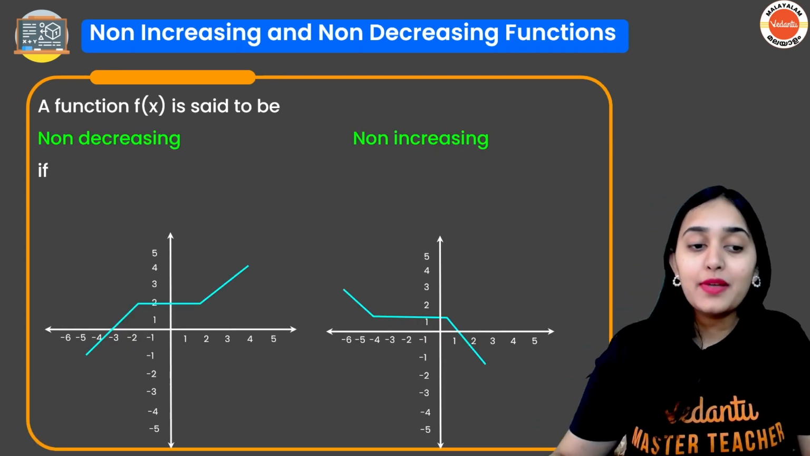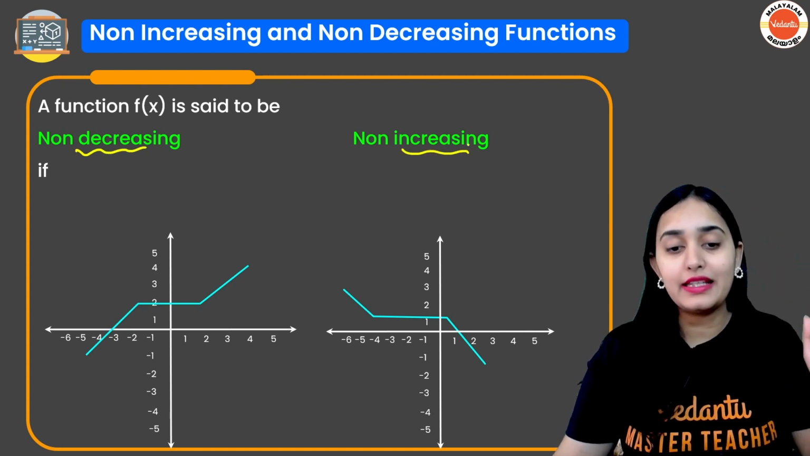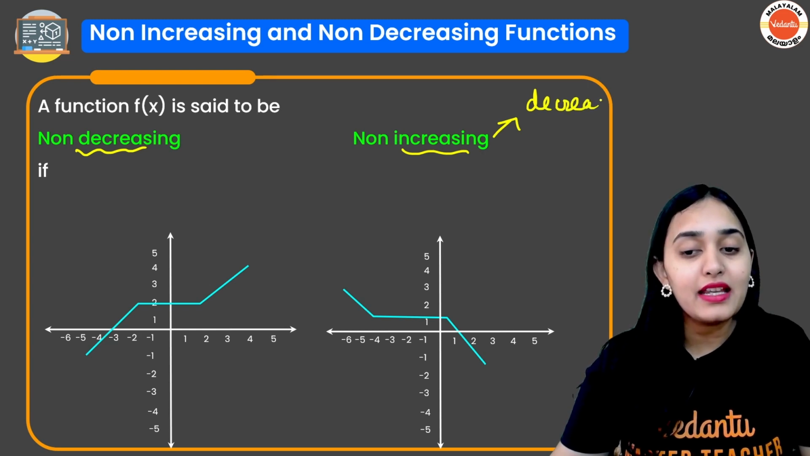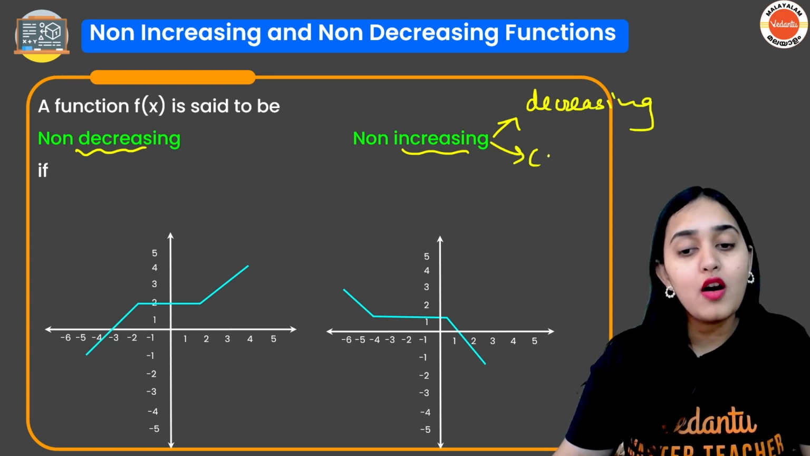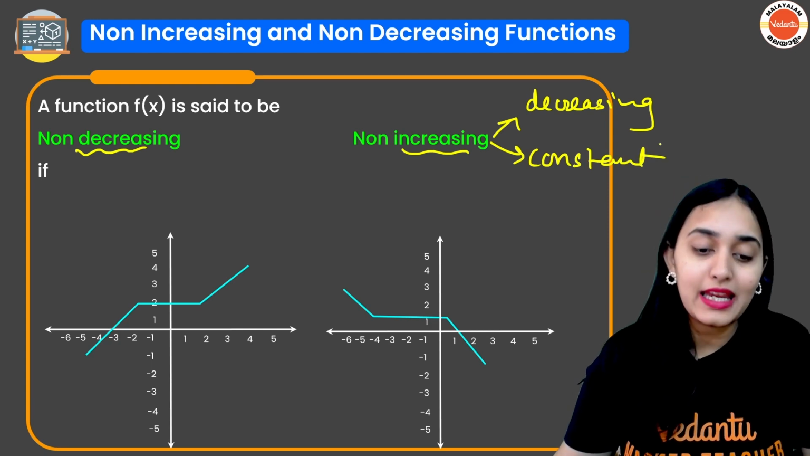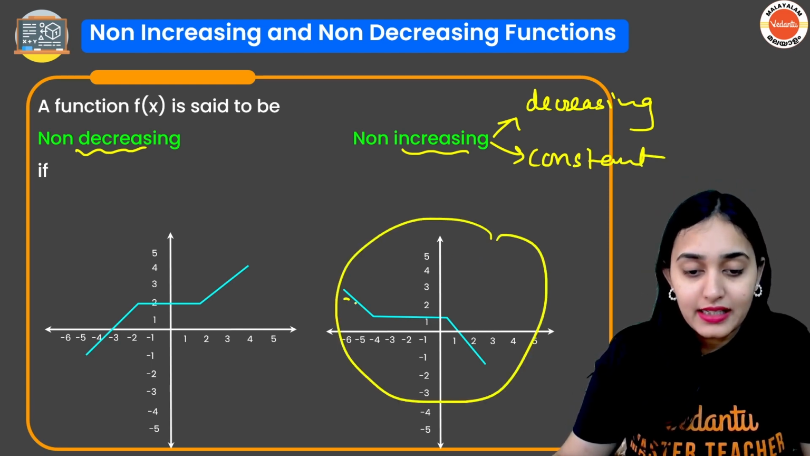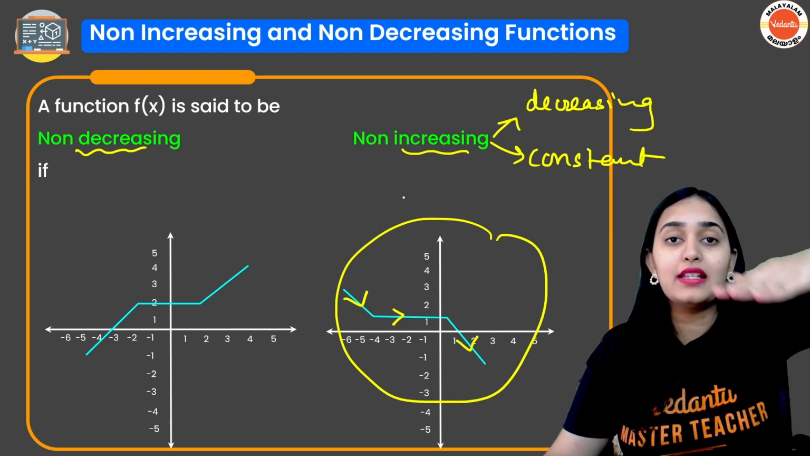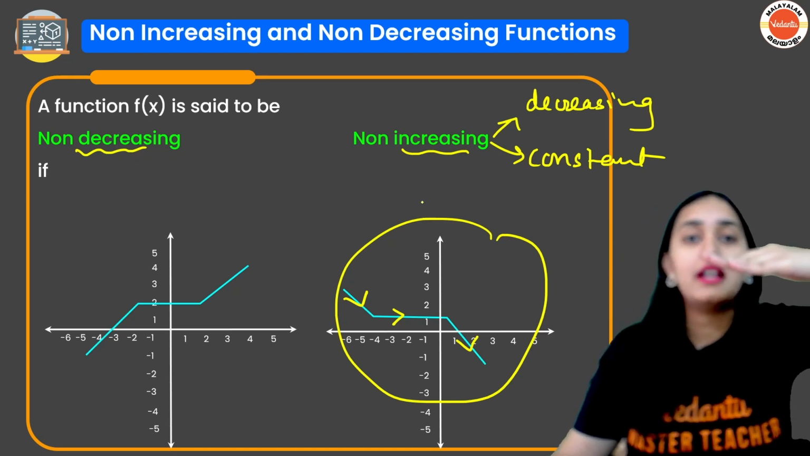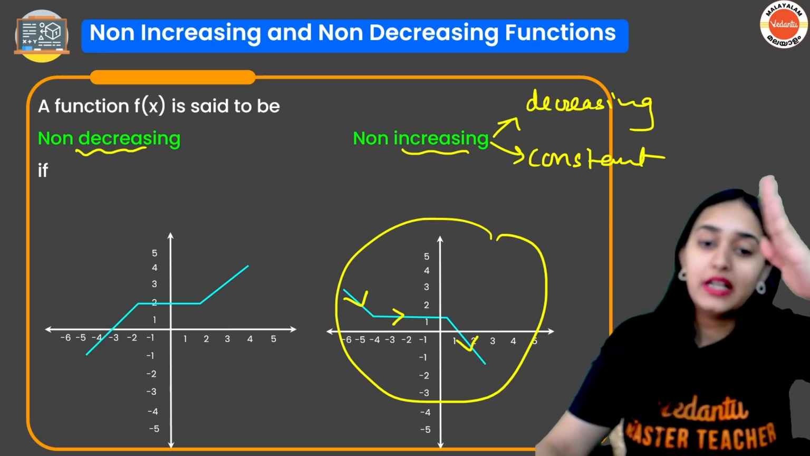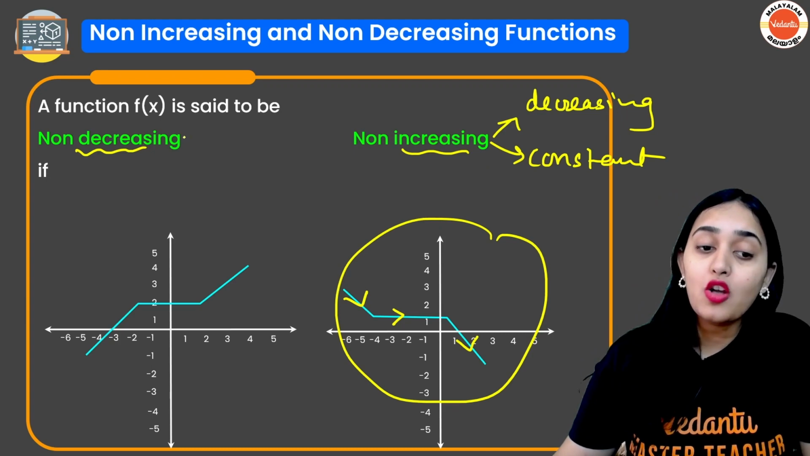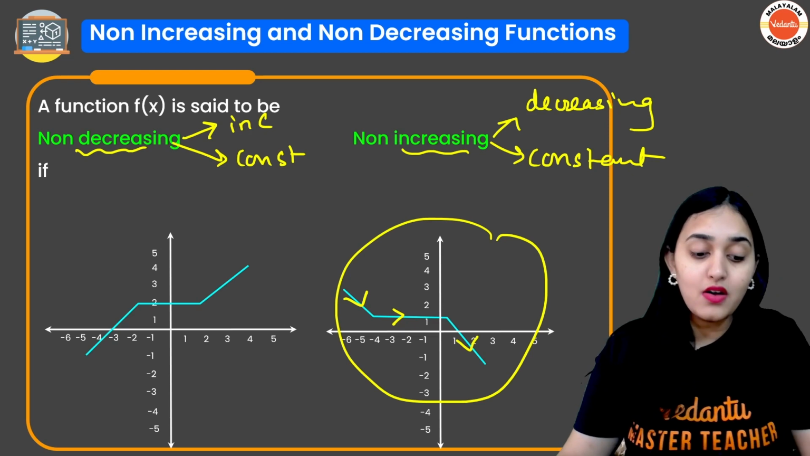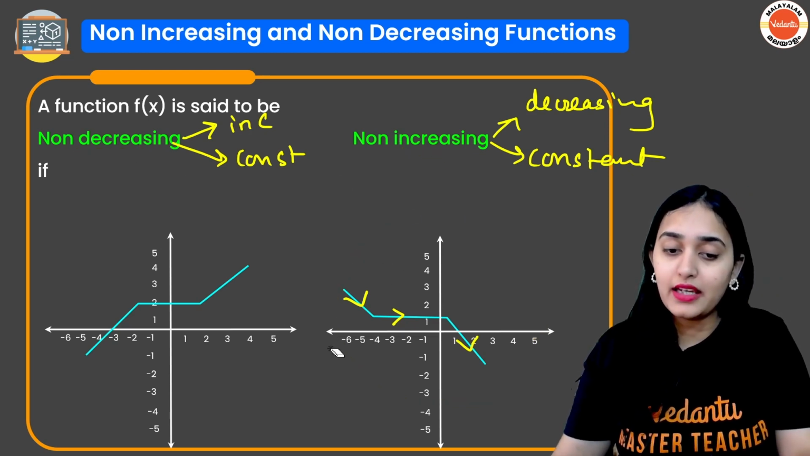Okay. Now similarly you have non-decreasing and non-increasing graph. Now what does that mean? Non-increasing means it is either decreasing or constant. That means it is not changing. For example, this graph, it is decreasing, constant, decreasing, then maybe constant. Constant means horizontal like this. It is not going down, it is not going up, it is just horizontal. Now similarly, non-decreasing means it is either increasing or constant. Now how the graph will look like, you understood?